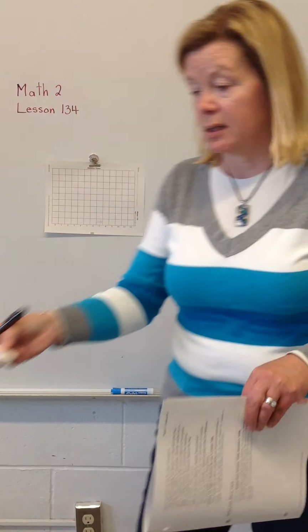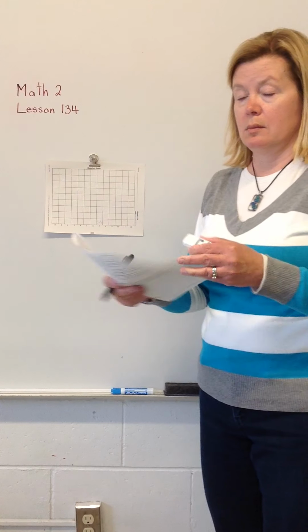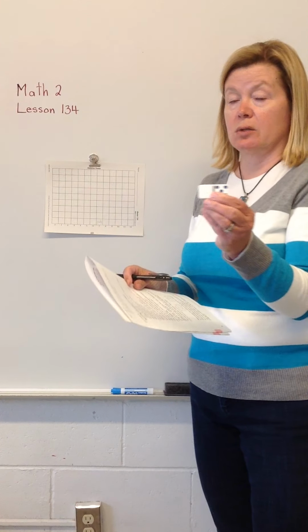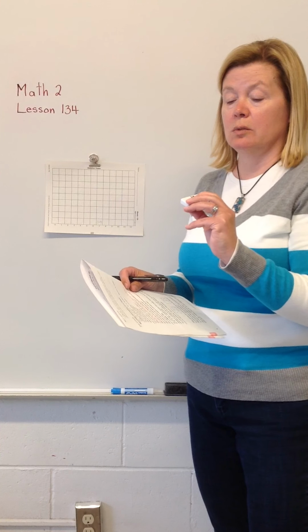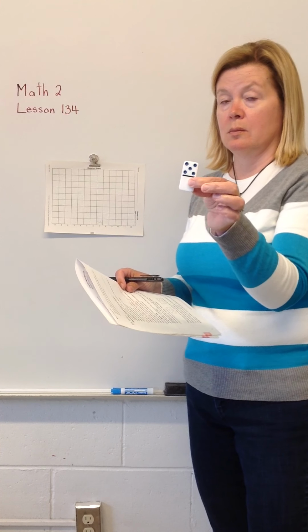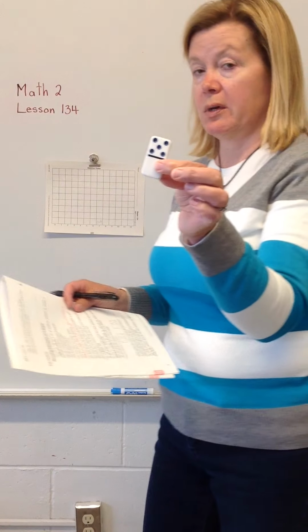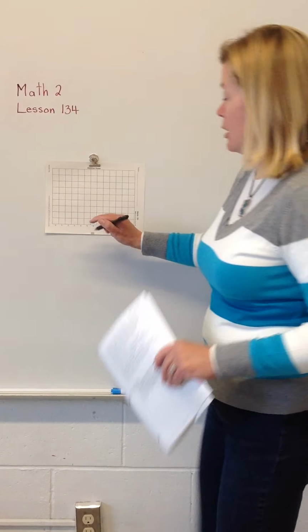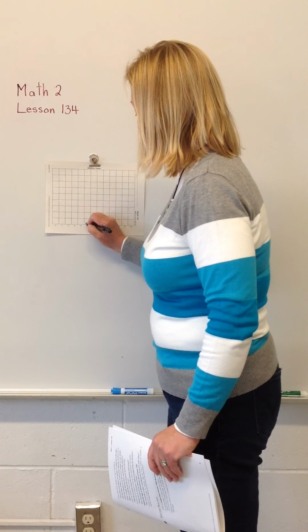All right, so I'm going to put this one down. Here's my next one. You see that one side is blank, so we call that 0. Oh, and I have my finger over the other one. 5. So where are we writing this? We're writing it in the 5s column. We're going to write 0 plus 5.